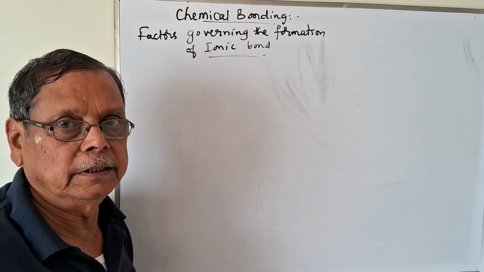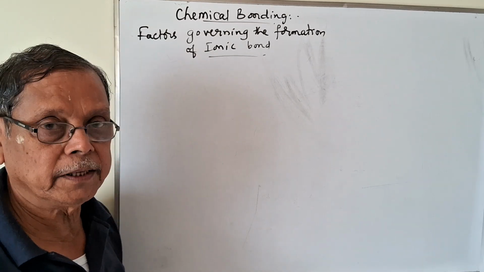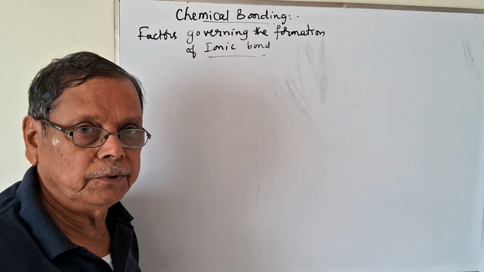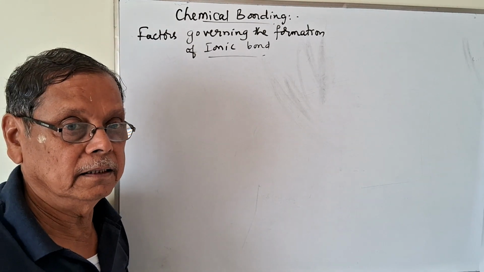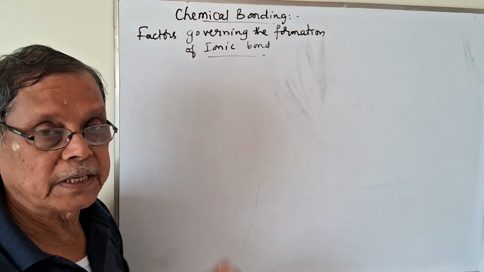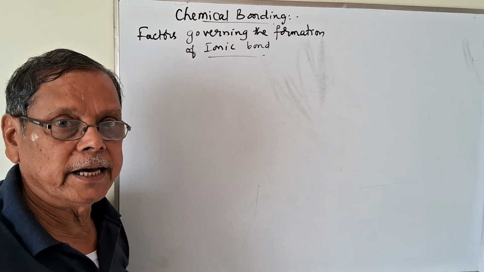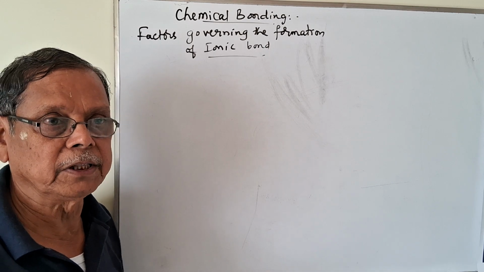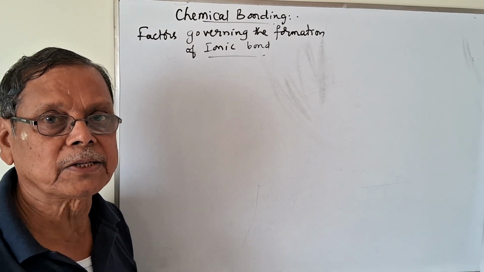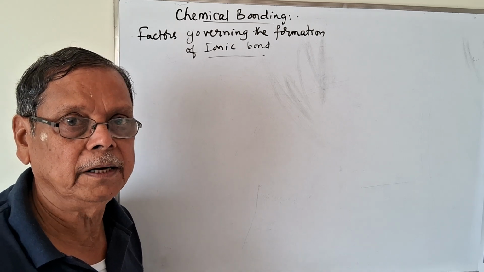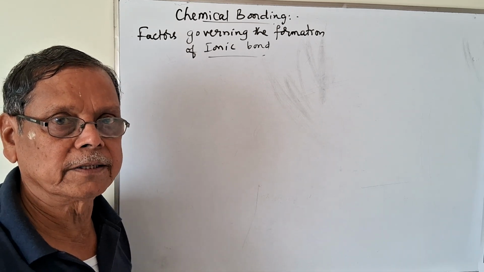Welcome back to the first year chemical bonding topic. We were studying the types of bonds, and under that one we were studying the first, ionic bond. In the ionic bond we have seen the elements with low ionization energy combine with the elements with high electron gain enthalpy by the transfer of electrons.